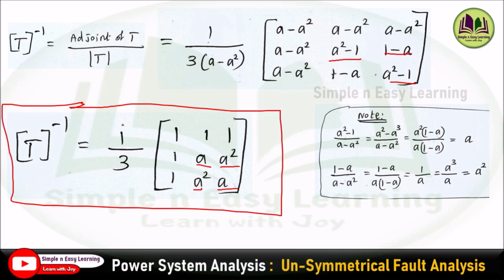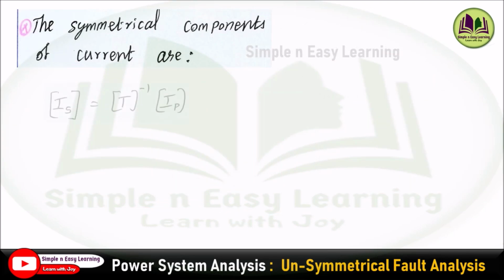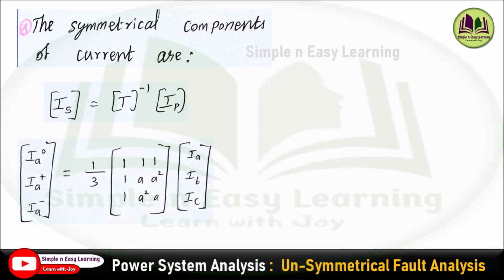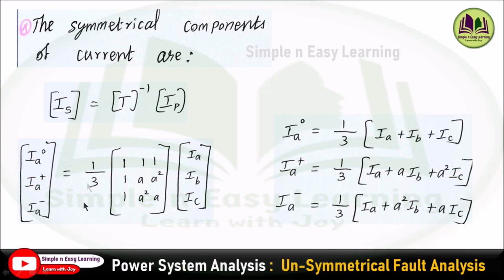We determine this T inverse matrix in order to obtain the sequence current, or symmetrical component of current. So the symmetrical component of current Is equals T inverse into Ip, where Is is Ia naught, Ia plus and Ia minus. Ia naught, Ia plus, Ia minus equal this T inverse matrix, 1 by 3 into this matrix, into Ia, Ib, Ic, where Ia, Ib, Ic are phase currents. By expanding this matrix, you will be getting Ia naught equal to 1 by 3 into Ia plus Ib plus Ic, Ia plus equal to 1 by 3 into Ia plus A into Ib plus A square into Ic, and Ia minus equal to 1 by 3 into Ia plus A square Ib plus A into Ic.